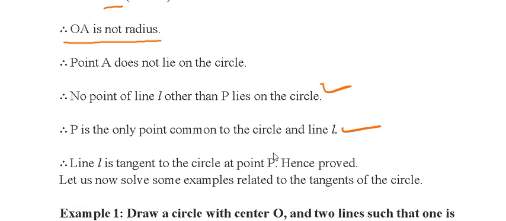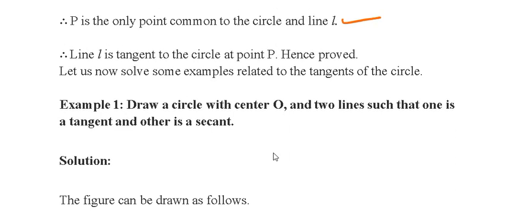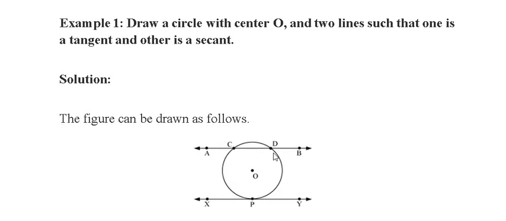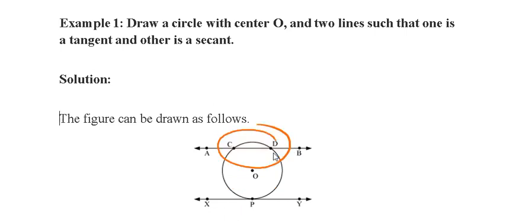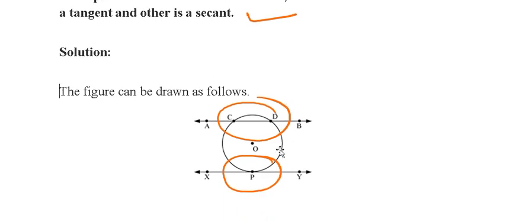Let us now solve some examples related to the tangent of the circle. Let's see the first example. Draw a circle with center O and two lines such that one is a tangent and the other is a secant. This is a secant and this is a tangent. Am I right? Now, the figure can be drawn as follows, as per the statement given here. Like this, we can draw the figure.